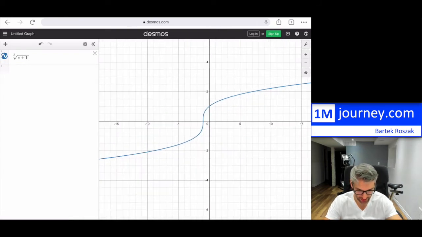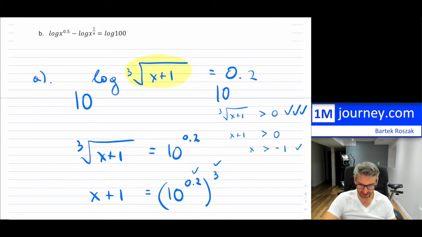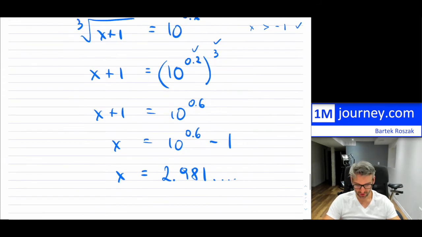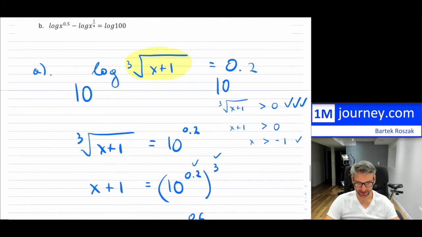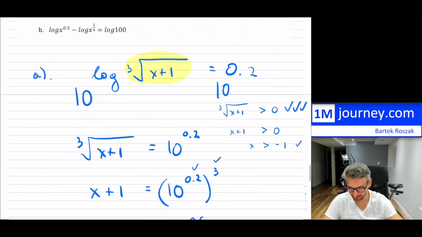So notice we needed this. We can't have negative values there. So that means indeed that was at -1. That's how we got that admissible range there. And then the solution was 2.981. All right, so that's part A.